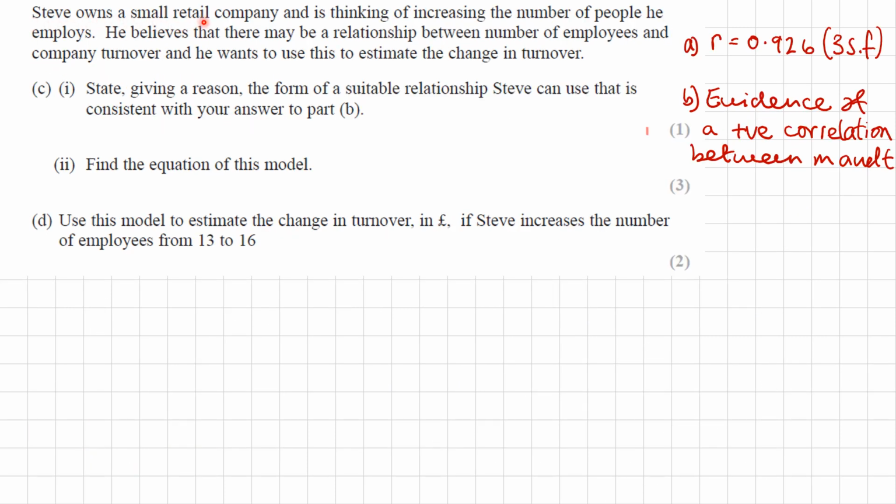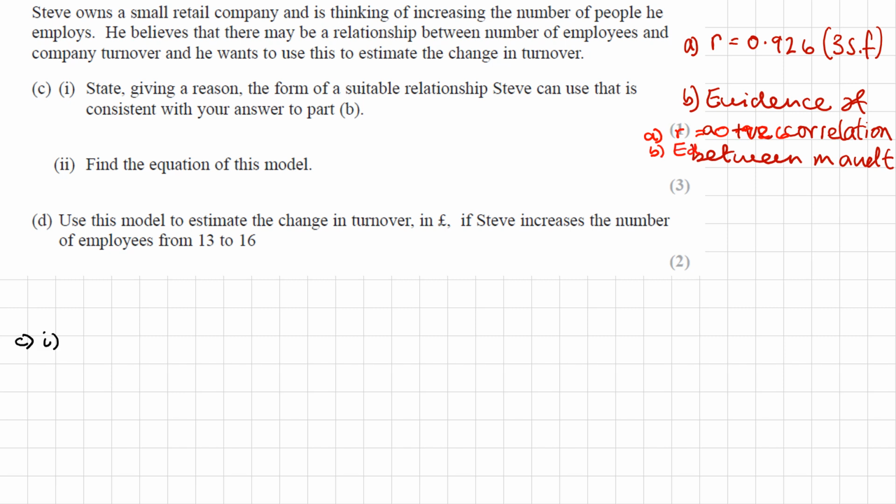Steve owns a small retail company and is thinking of increasing the number of people he employs. He believes that there may be a relationship between the number of employees and the company turnover, and he wants to use this to estimate the change in turnover. Part C, Part 1: state, giving a reason, the form of a suitable relationship Steve can use that is consistent with your answer in Part B.